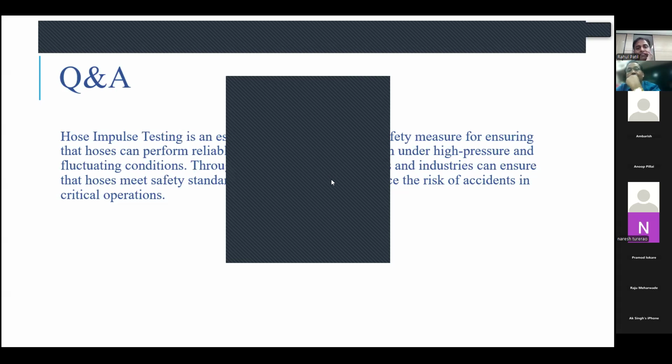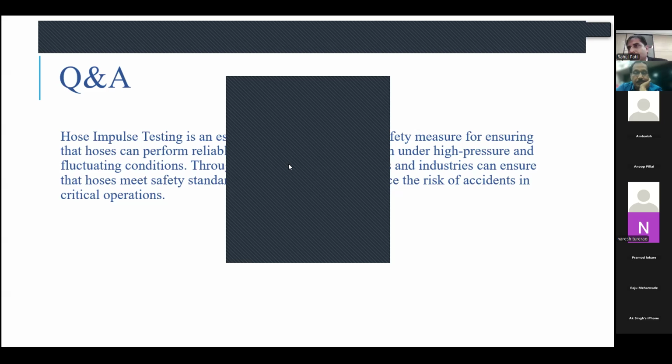Participants, please raise the questions if any. Yes, Mr. Navneethan, any question from your side? Yes, sir, good evening. Regarding the impulse test, shall we do the impulse test for the SS metallic hose also as per 10380? 10380 does not mention the impulse test.